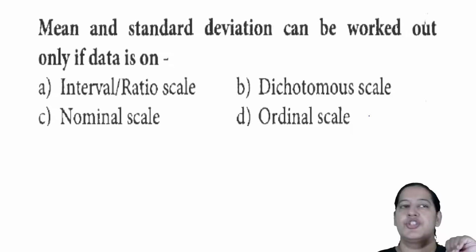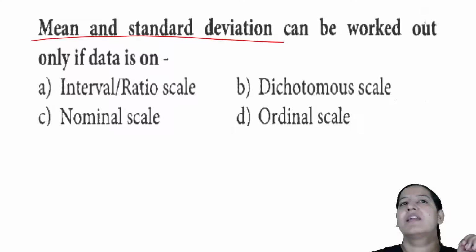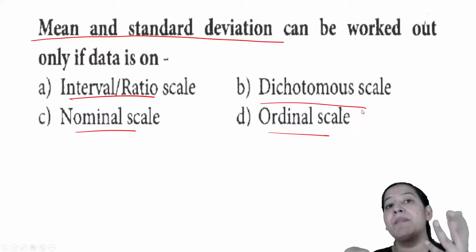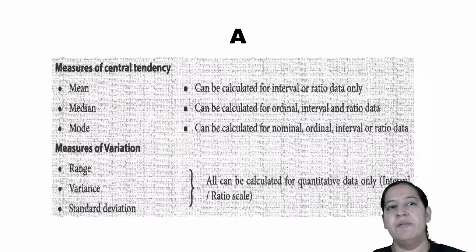This is the next question in front of you. Be fast. Mean and standard deviation can be worked out if data is on which scale? Ordinal scale, nominal scale, interval ratio scale, or dichotomous scale? Mean, standard deviation, range, on which scale will you measure these? Yes, Logesh, you are right. We will measure them in interval or ratio. So the correct answer here is A. This is the next question in front of you.